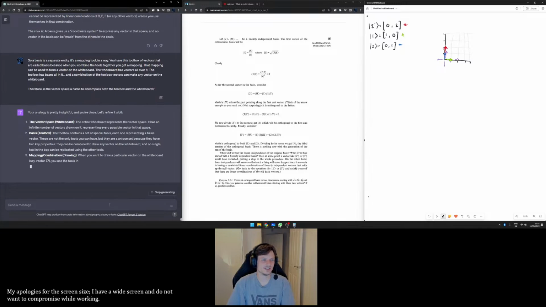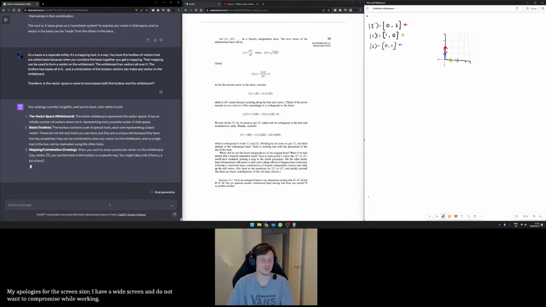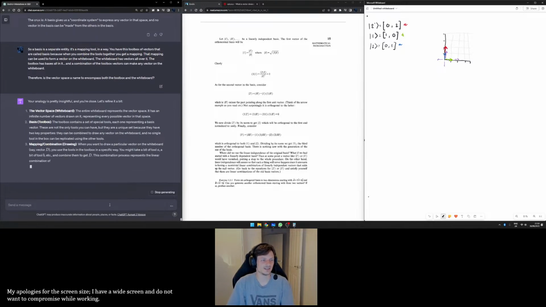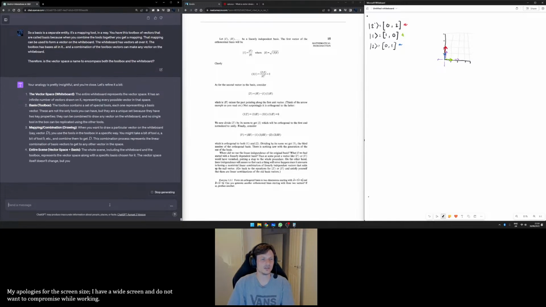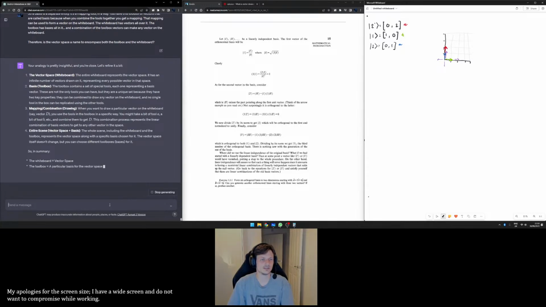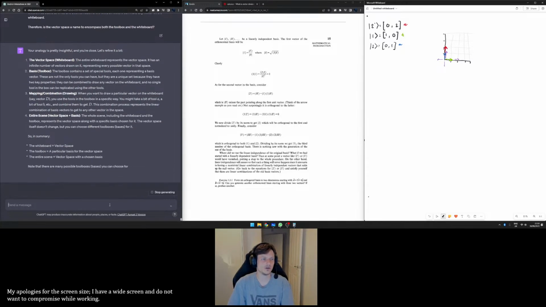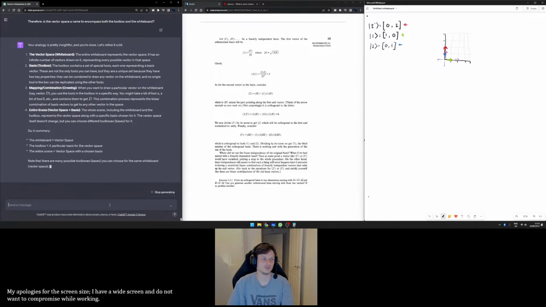Basis, toolbox. The toolbox contains a set of special tools, each one representing a basis vector. These are not the only tools you can have, but they are a unique set because they have two key properties. They can be combined to draw any vector on the whiteboard, and no single tool in the box can be replicated using the other tools.